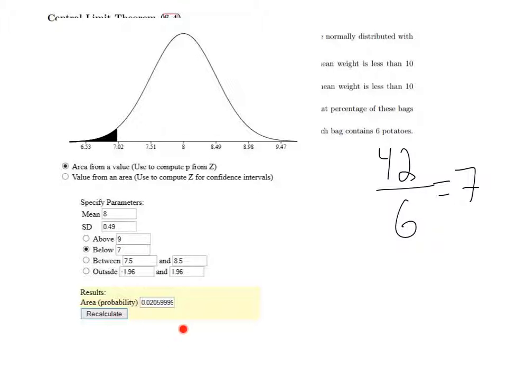Well, there's just over a 2% chance of me having a sample of 6 potatoes with that low an average. 2% is less than 5%, so that means it's an unusual event. So yes, I should probably feel cheated, because it's not likely, if this is the true average, that I'm going to get an average potato weight that small. So that's how you use that unusual event idea.